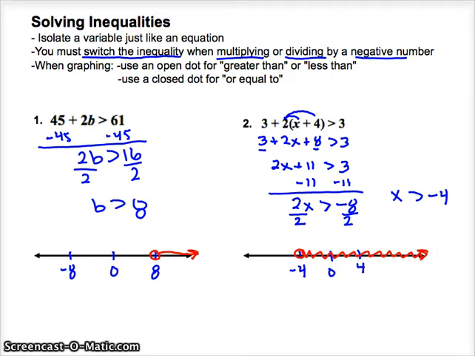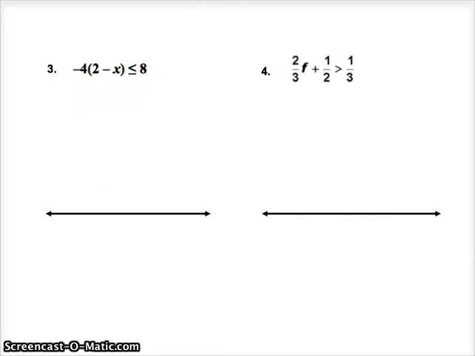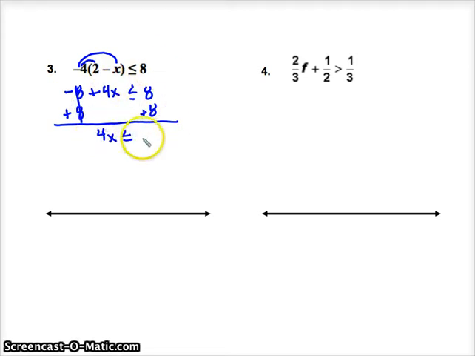Alright, let's look at a couple more before you get to try. Looking at question 3, I first need to distribute this negative 4. So, negative 4 times 2 is negative 8. Negative 4 times negative x becomes positive 4x, and it's less than or equal to 8. Now I can begin solving. I'm going to add 8 to both sides, because that's the opposite of negative 8. When I complete this addition, the 8's go away. I'm left with 4x is less than or equal to 16.